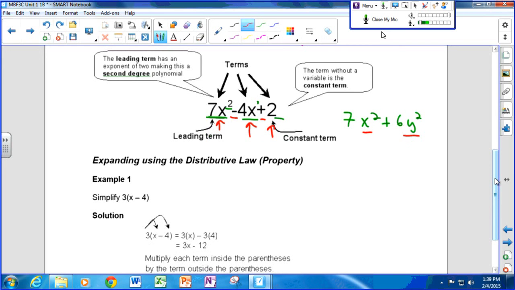So sometimes when you get to the end and you have everything done in a question, you have to go back and rearrange things to put them in a standard order.